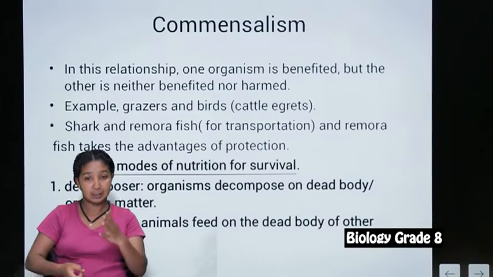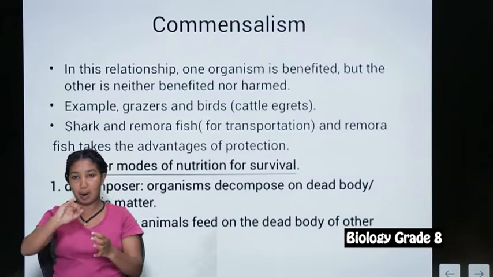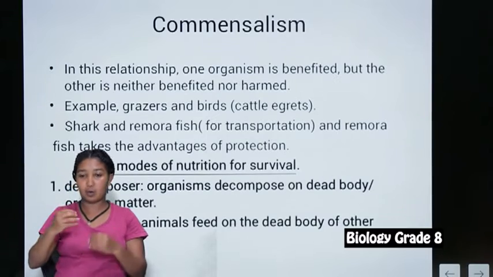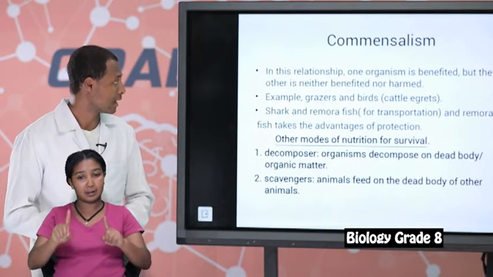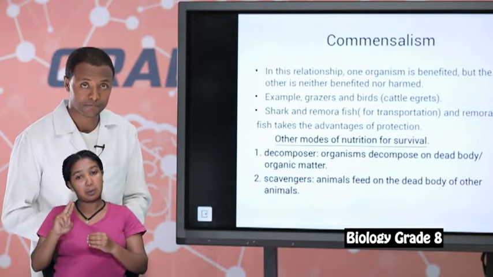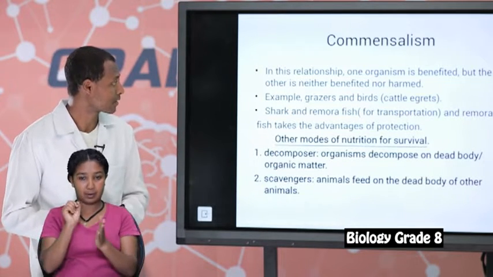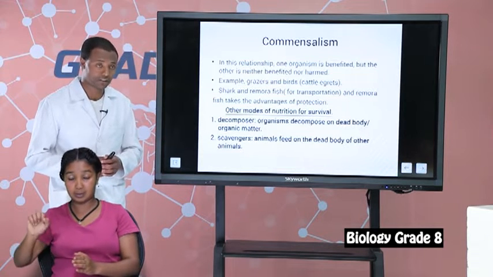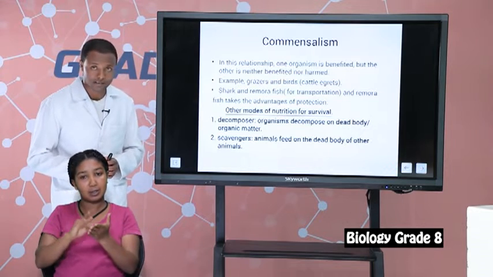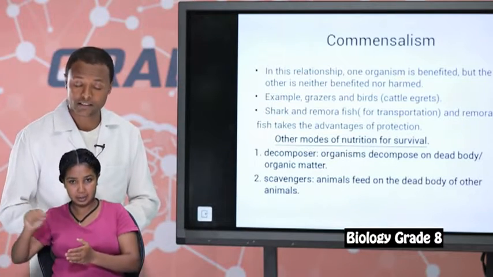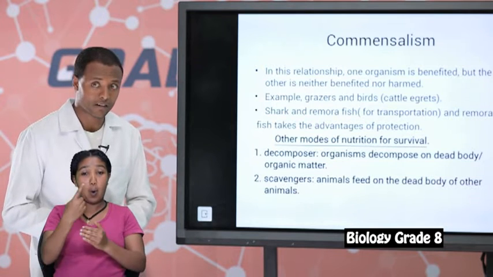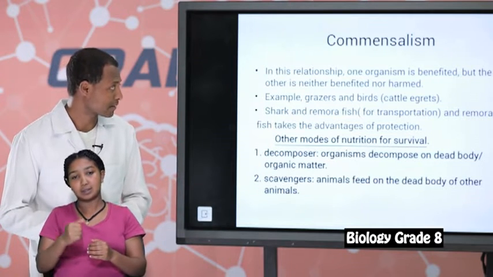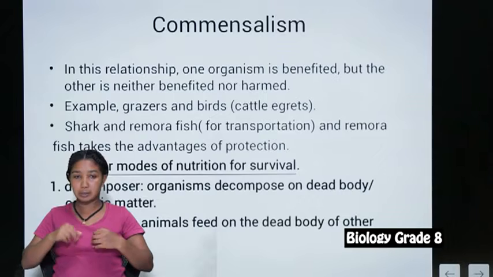The fourth symbiosis or association is commensalism. In this relationship, one organism is benefited, but the other is neither benefited nor harmed. For example, grazers, cattle or grazer animals, and the birds. That means the relationship between grazers and the birds. In this relationship, only birds benefit from the association, whereas the grazer animals are neither benefited nor harmed.